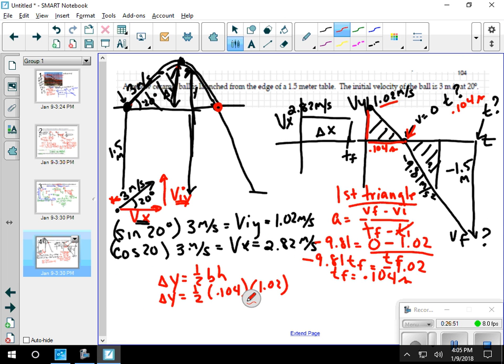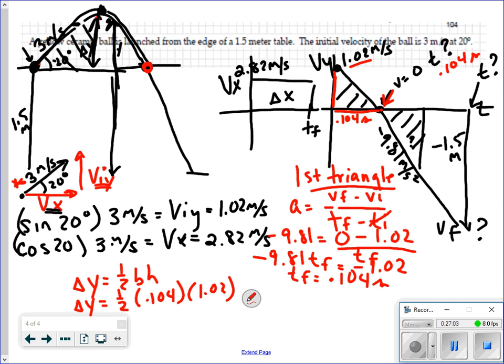Oh no, wait a minute. What did I do here? Oh, I just changed it from a full screen. That's all I did. Hang on a minute. All right, so now that we're back, let's figure that out. All right, 0.053 meters. Not too far.